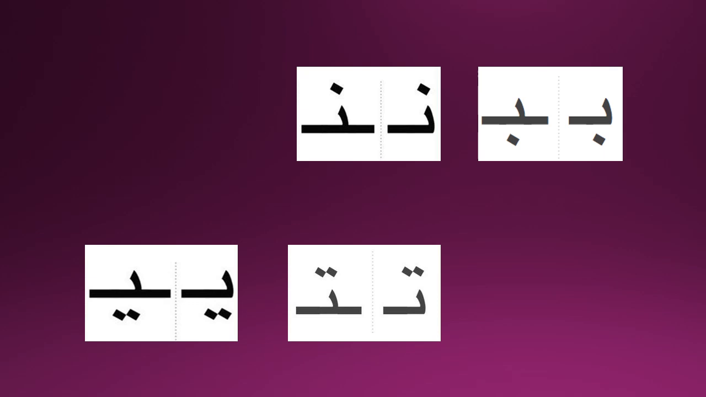Let's repeat. Ba has one dot under it. Noon has one dot on it. Ta has two dots on it. And Ya has two dots under it. Now you can easily recognize them from their dots. That's why I told you that if you keep in mind their proper shapes, you can easily recognize them.